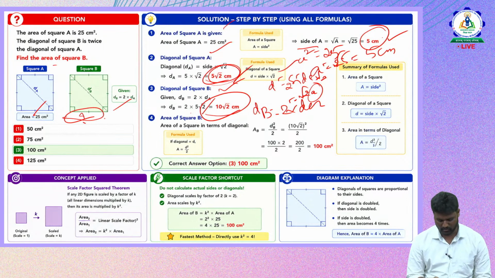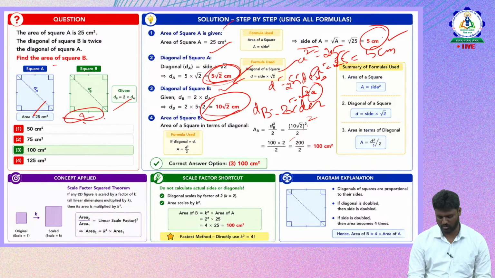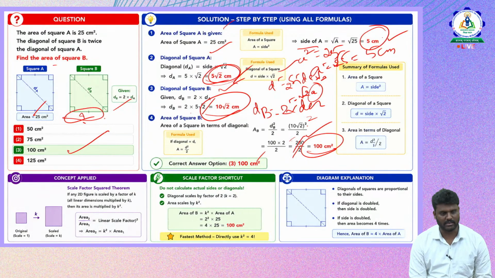So what is the formula for the area of a square in terms of the diagonal? That is D squared by 2. What is the DB value? We got it here, 10√2. So when you apply 10√2 squared by 2 and simplify, this becomes 10 × 10 = 100, the square root of 2 squared becomes 2, and then 2 cancels with the 2 in the denominator. So 100 × 2 = 200, divided by 2, we get 100 centimeter square. Which option is correct here? 100 centimeter square, option 3 is the correct one.